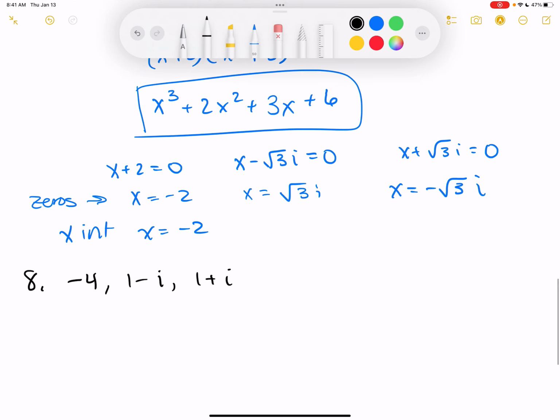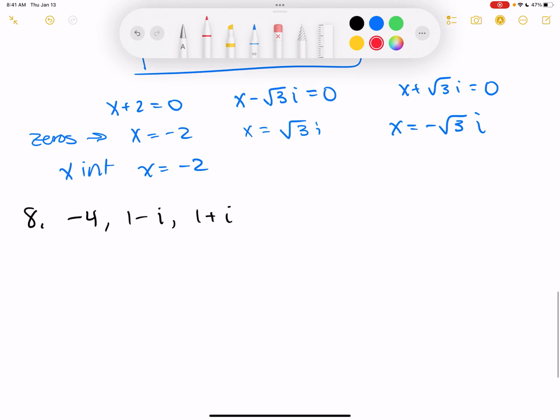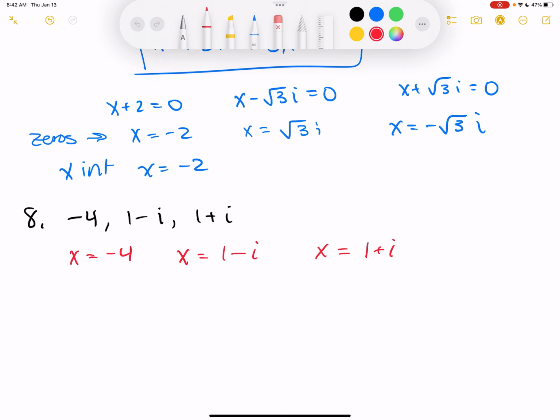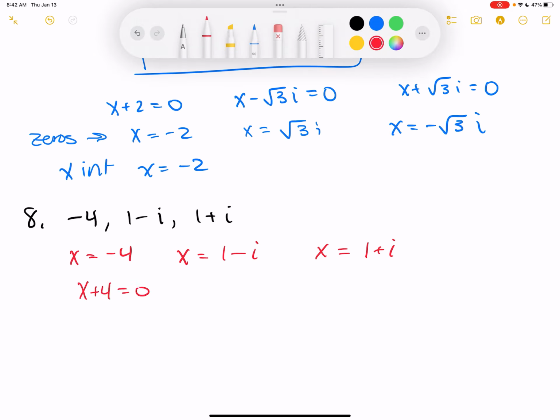Alright, so we're going to take these. These are the zeros, so that means we need to get this parentheses part written. We start out with x equals -4, x equals 1 minus i, and then x equals 1 plus i. And then we just need to move this stuff over. So x plus 4 equals 0. x minus 1 plus i equals 0. And then x minus 1 minus i is equal to 0.